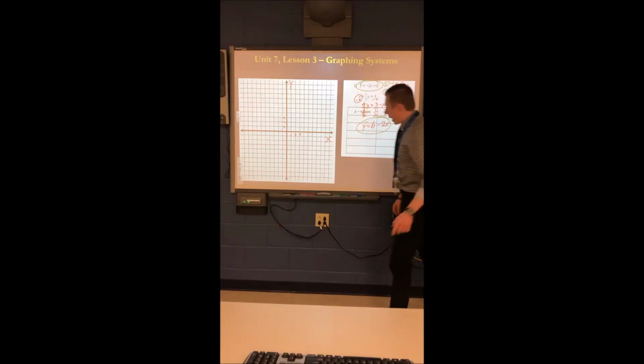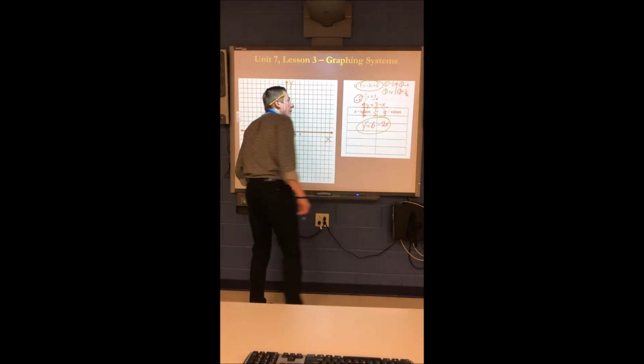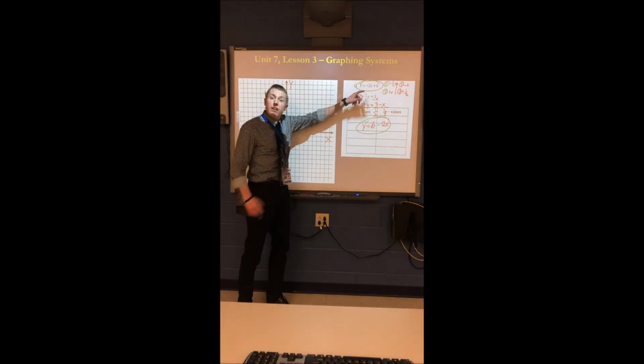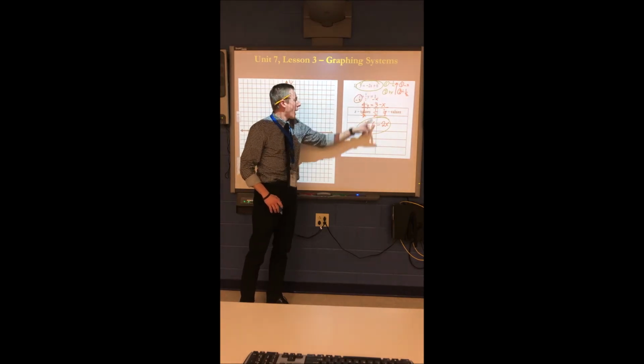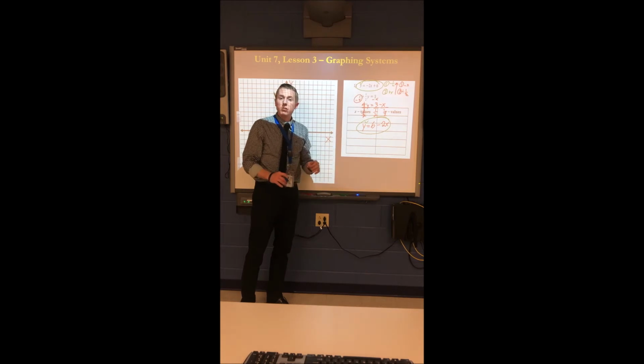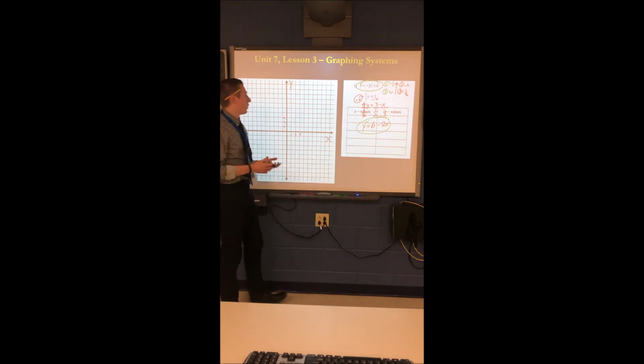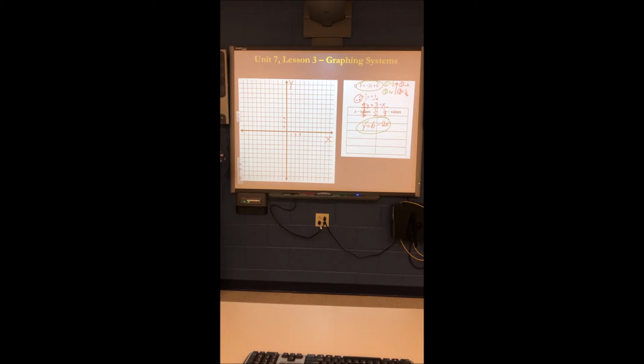I know what you're probably thinking. Hey, this line is the same as this line. Same y-intercept, same slope. It's the exact same line. That means the solutions are infinite. There are an infinite number of solutions. Let me try my best to graph this. You all know that I'm not a very good drawer.